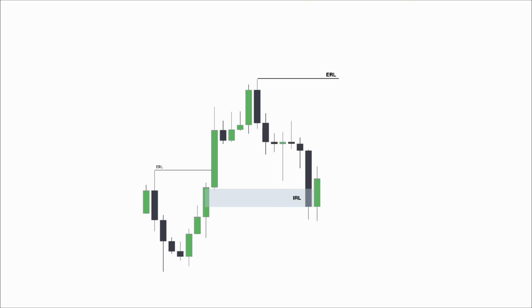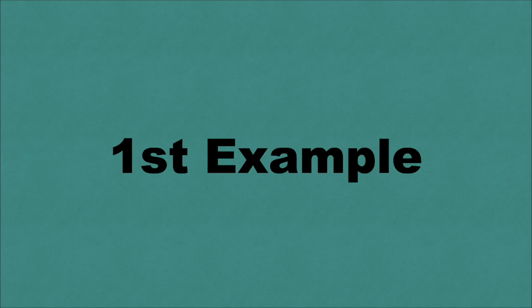Once it fills that gap, where could we expect it to go next? Back towards external range liquidity, likely in the direction of a swing high or low. You can observe how price moves in a cycle, transitioning from external range liquidity to internal range liquidity and back again. Now, let's jump into the charts to review some examples.